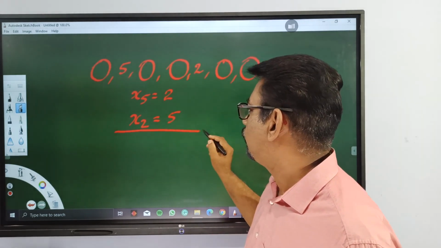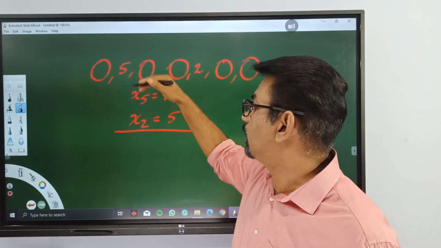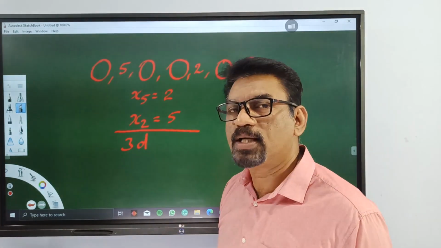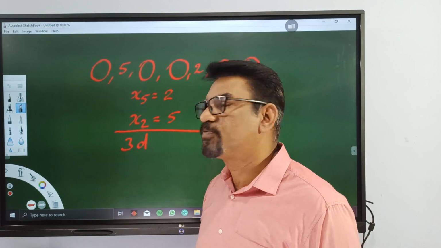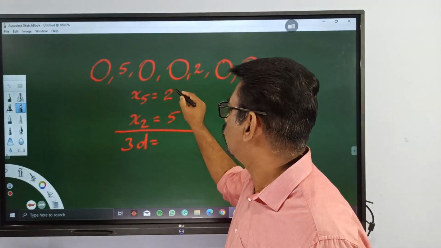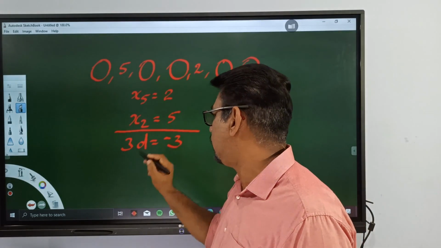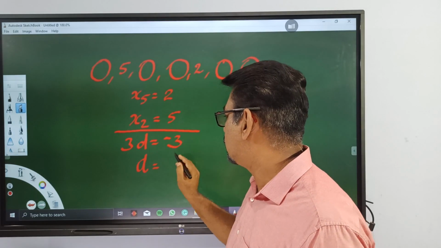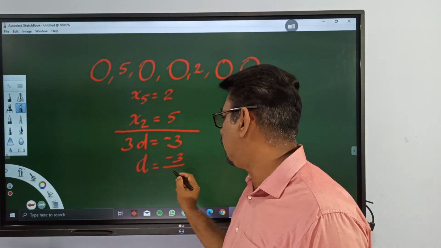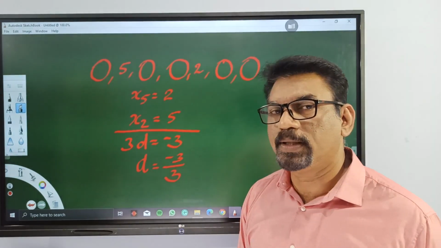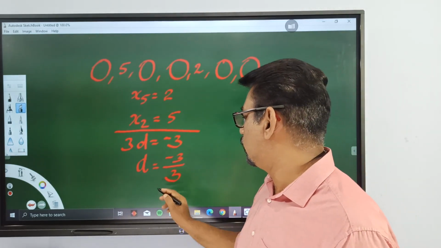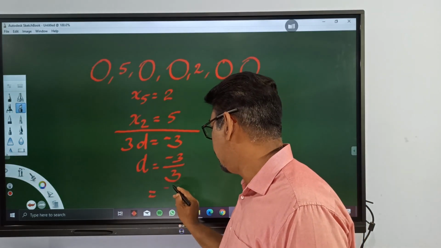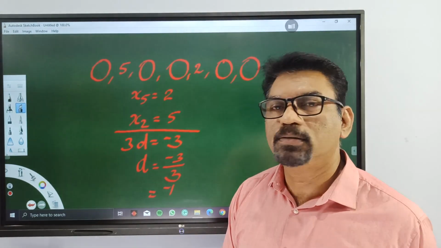Therefore from x2 to x5, subtracting x2 from x5, how many common differences are there? 3 common differences are there. 3 common differences are there from x2 to x5. Therefore it is equal to 2 minus 5, that is equal to negative 3. So common difference D is obtained by dividing this negative 3 by this 3, dividing throughout by 3. So that is equal to 3 by 3 is 1. Therefore it is negative. Therefore it is negative 1. Therefore common difference is equal to negative 1.